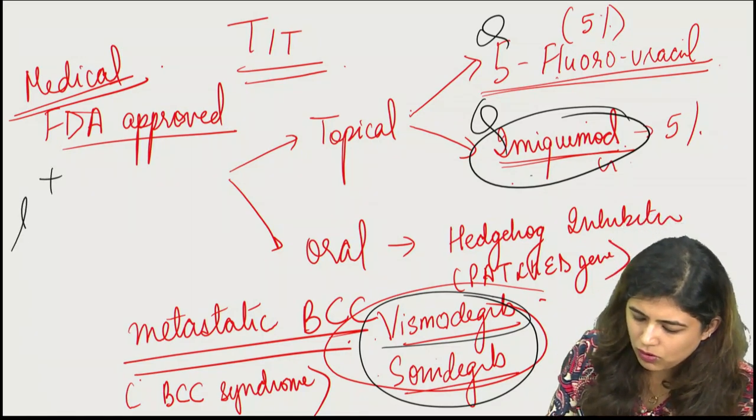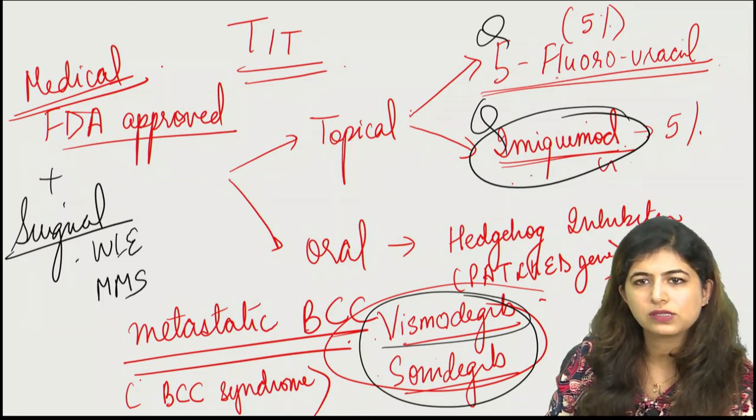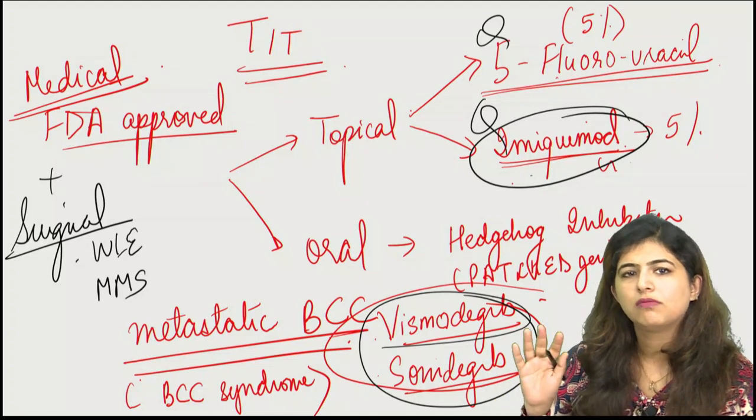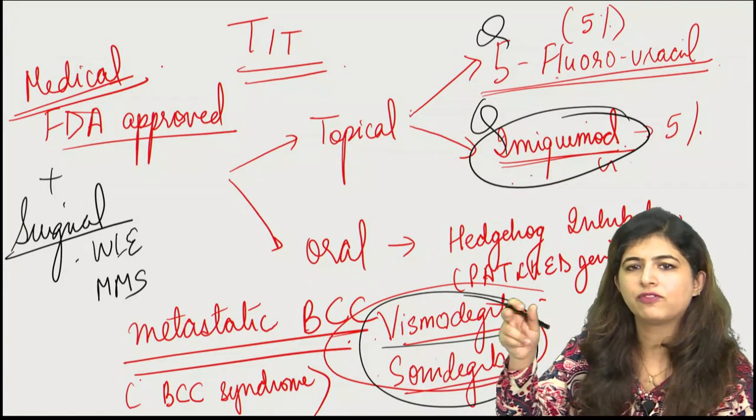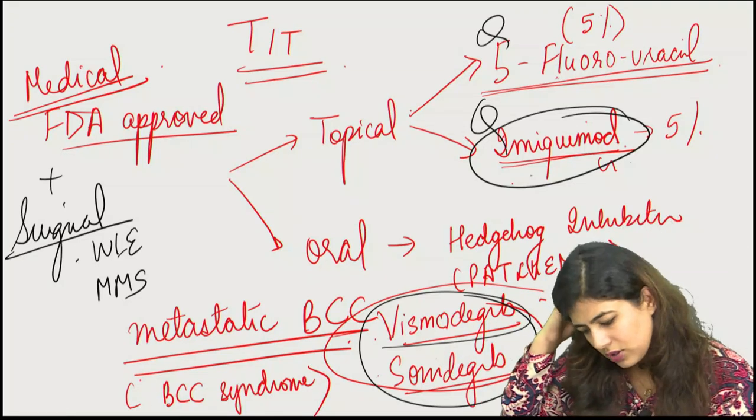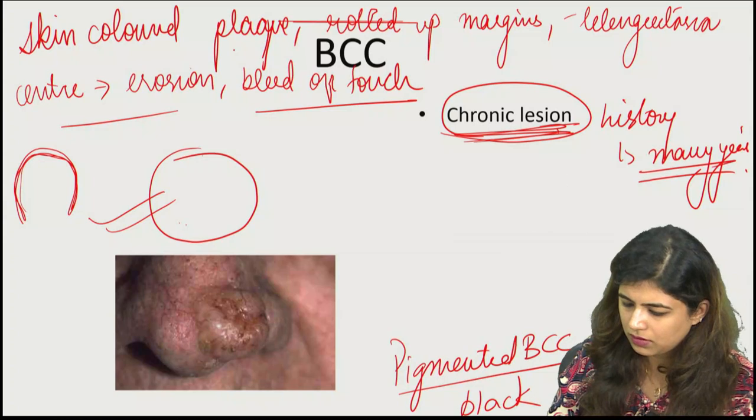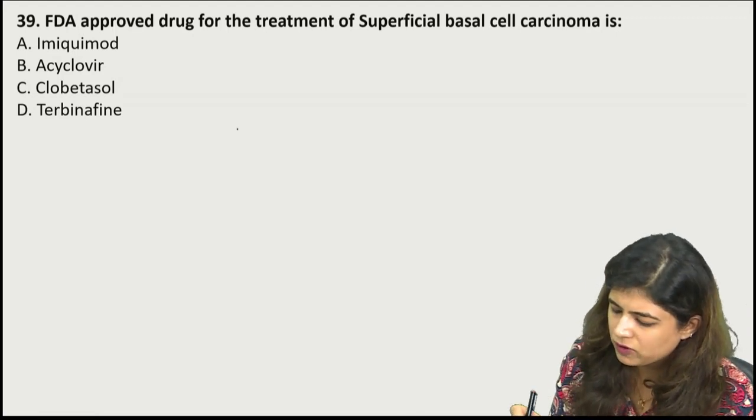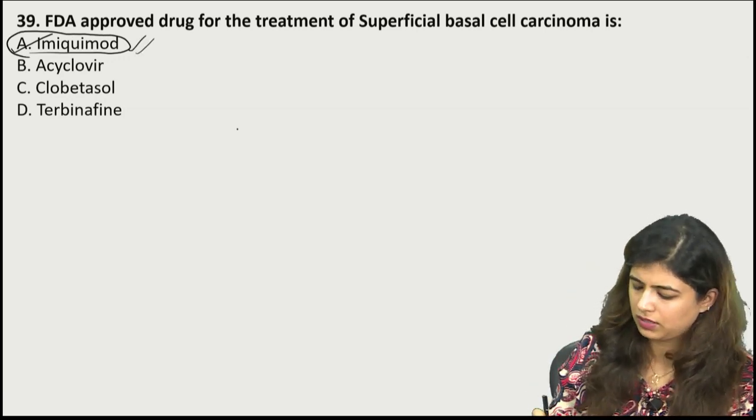Of course, along with medical treatment, we also have surgical management. In the surgical management, we can do wide local excision, or we can do Mohs micrographic surgery, which is with frozen section. So we remove minimal amount of skin, we observe it then and there. If the margins are free, we close the lesion. If the margins are involved, we further take a 0.5 mm of the margin. So that is Mohs micrographic surgery. So moving on to question 39, FDA approved drug for treatment of superficial BCC is imiquimod. Clear? That is the answer here.